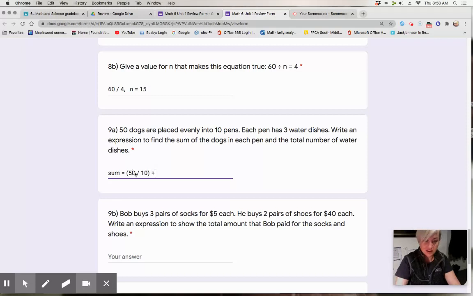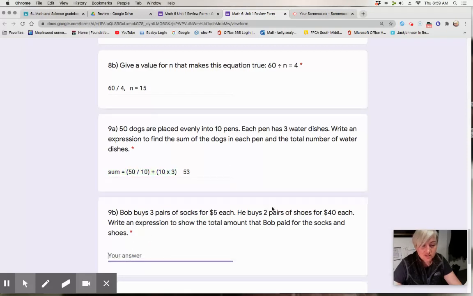Then, sum means I'm adding together the second part, which is the total number of water dishes. If there are 10 pens and each has 3 water dishes, then the total number of water dishes is going to be 10 times 3. Okay, the answer to this question is 53. But it didn't say you had to answer it. It said you had to write the expression for it. So I would be looking for something like that as your answer.